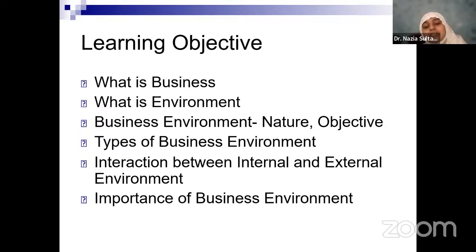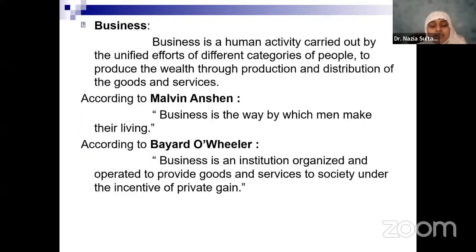At the same time, we will also learn how companies go about measuring or understanding, and what kind of analysis can be done to know the environmental forces which are around.